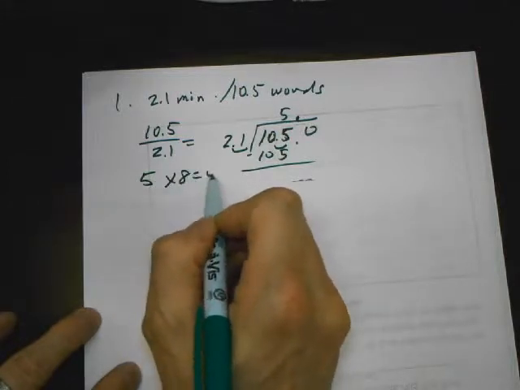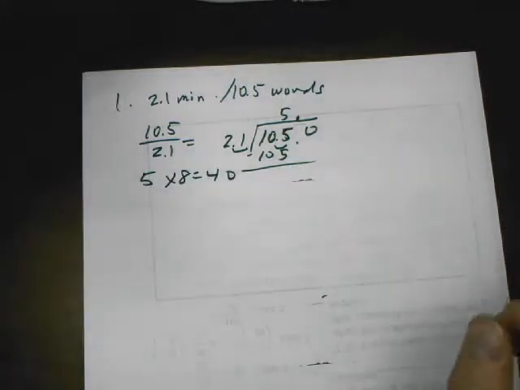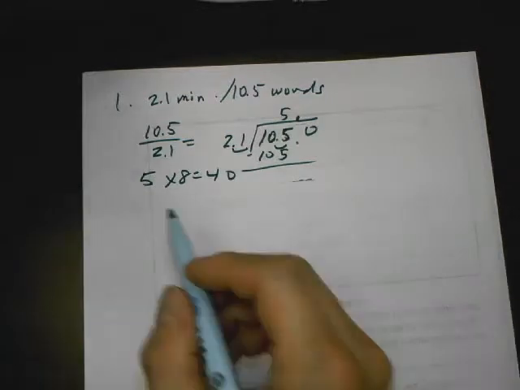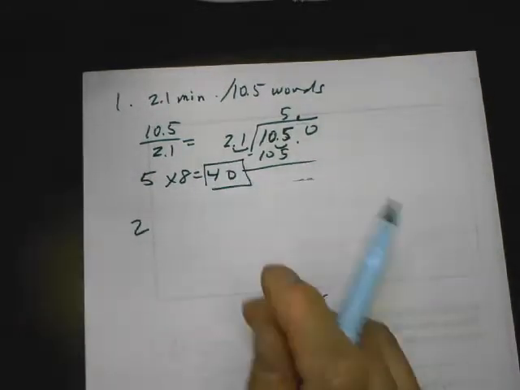5 words per minute times 8 minutes, right? Yep. So that should be 40 words. 40 words, the answer.